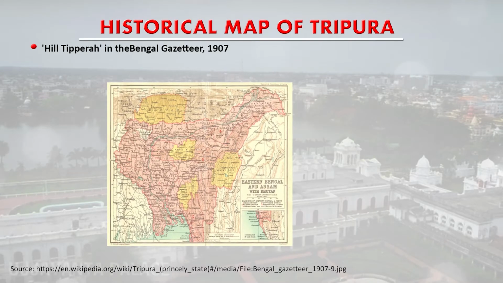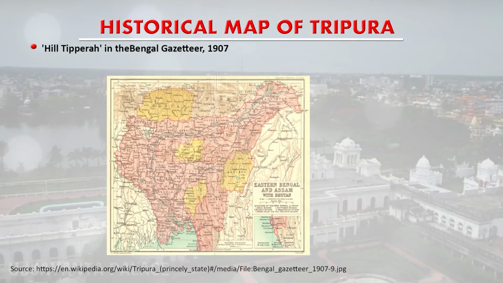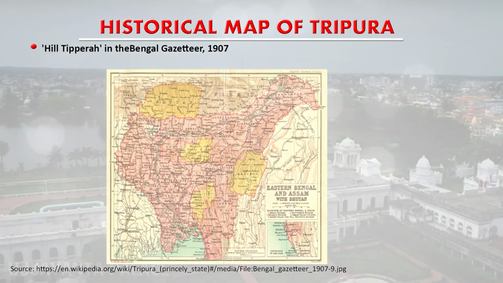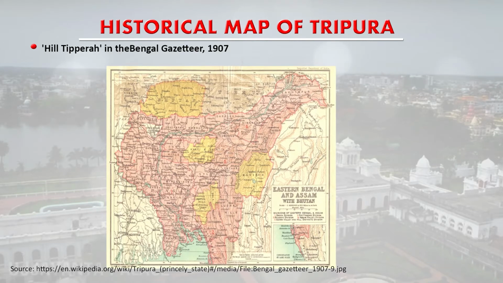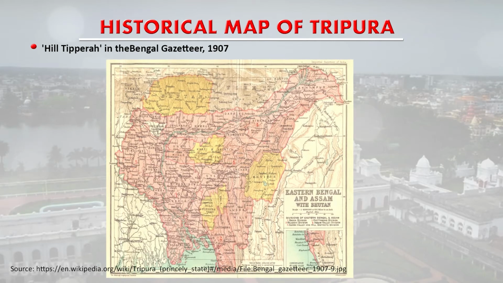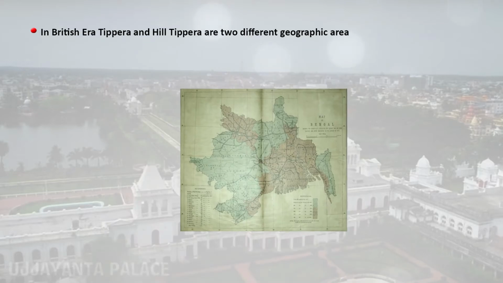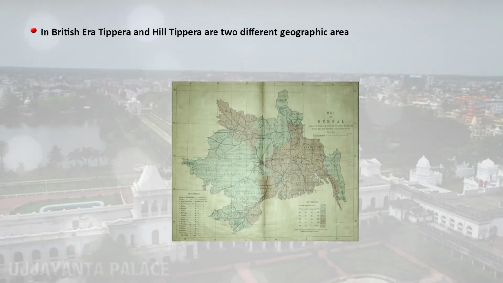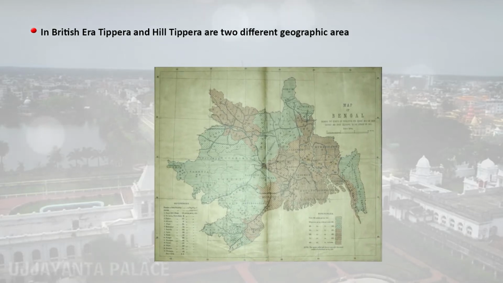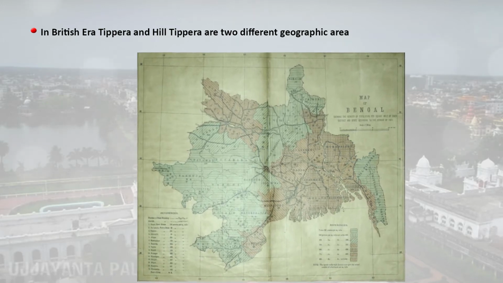Now if you see the historical map of Tripura, published in the Bengal Gazetteer in 1907, the name in the British era was Hill Tripura, and there is another area named Tripura, which was basically a zamindari of the kingdom of Tripura, started since the Mughal era. In this map you can also see that the two geographical areas are different things. Tripura was the plain surface, which is right now in Bangladesh, and Hill Tripura was the present Tripura state under the British government.